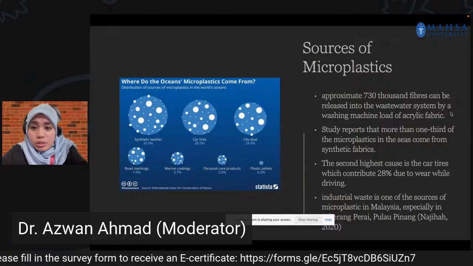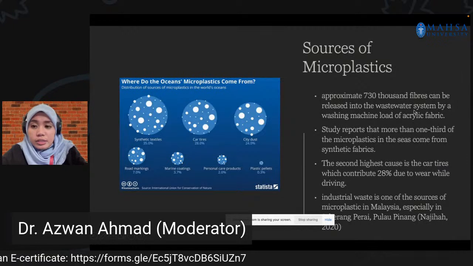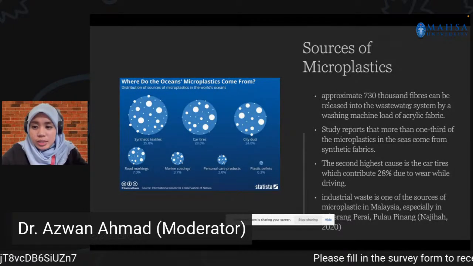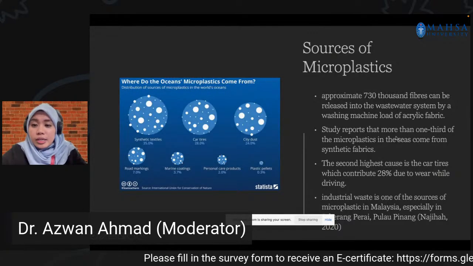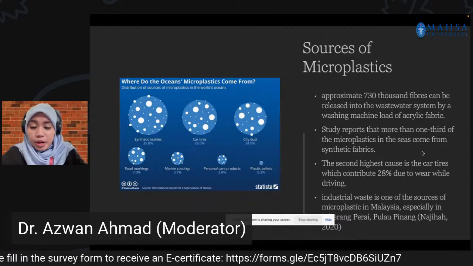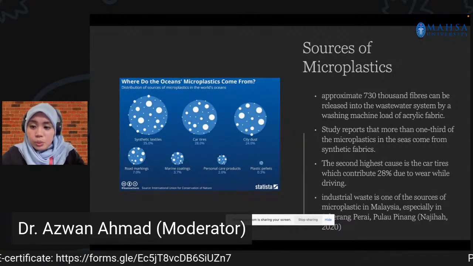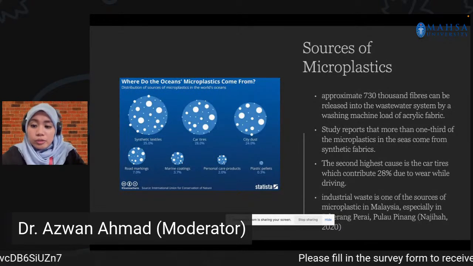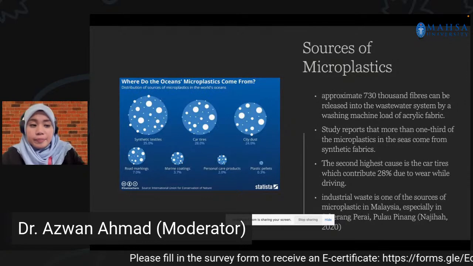So these are the sources of microplastic. Approximately 730,000 fibers can be released into the wastewater system by a washing machine load of acrylic fabric. Studies report that more than one third of microplastic in the sea comes from synthetic fabric, and the second highest comes from car tires, which contribute around 28% due to wear while driving. Industrial waste is also one of the sources of microplastic in Malaysia, especially in Penang.